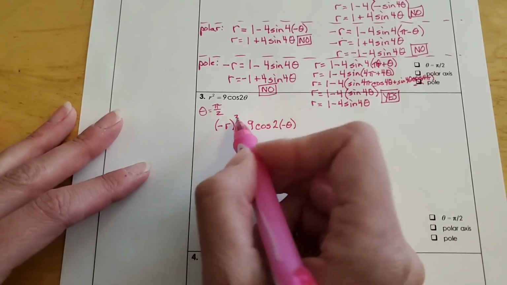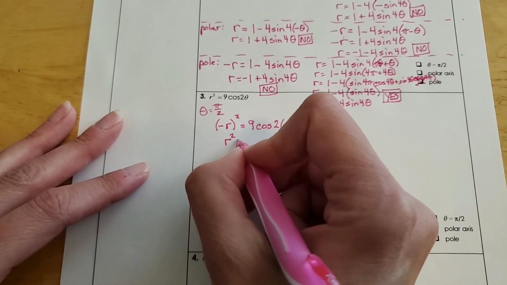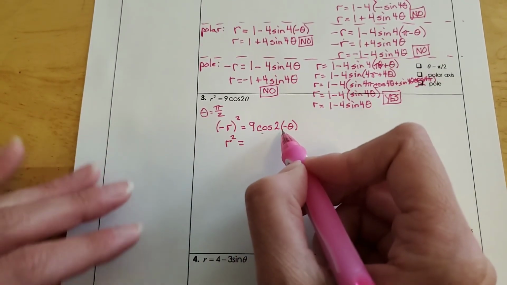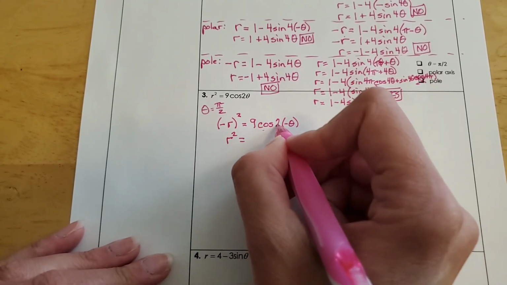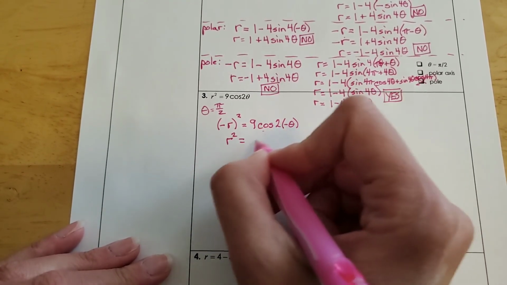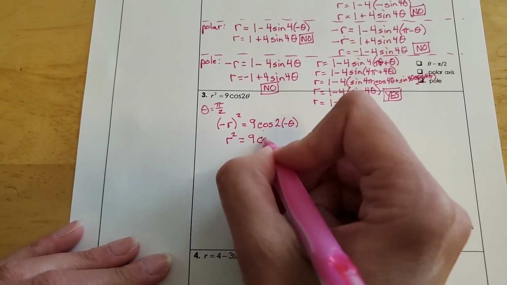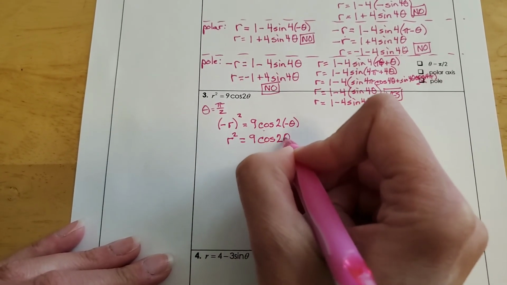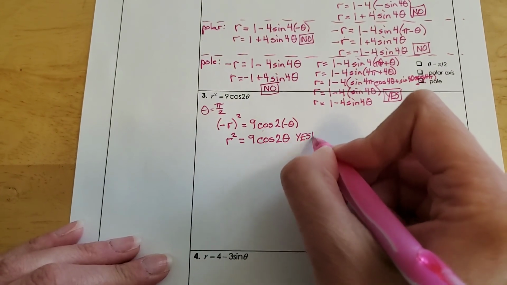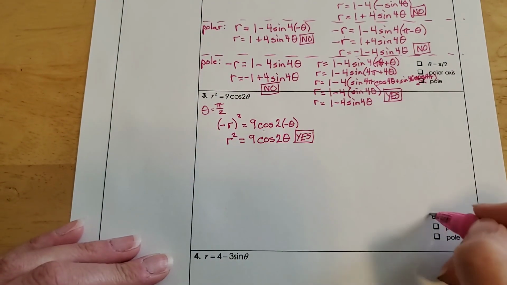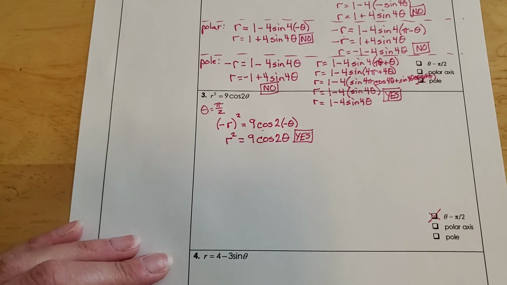Now, when you square negative r, that just gives you r squared. And cosine happens to be an even function, so I can replace cosine of 2 of negative theta just by cosine of 2 theta. And so, yes, that is symmetric across that line.